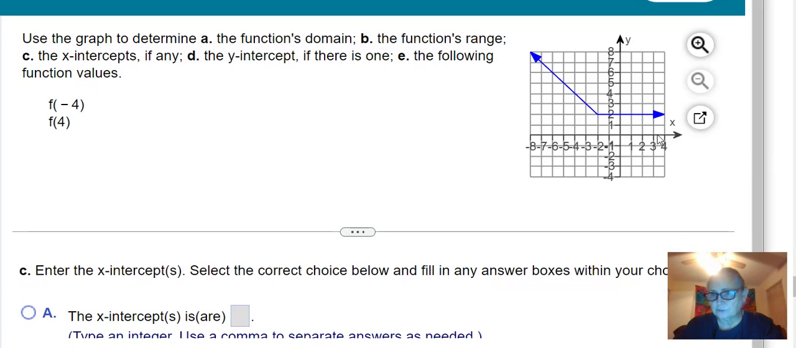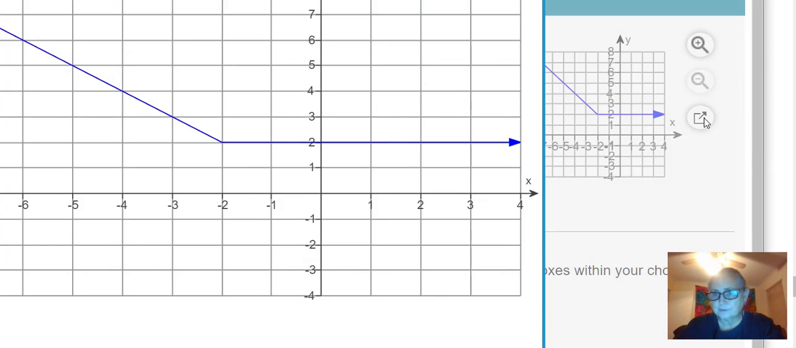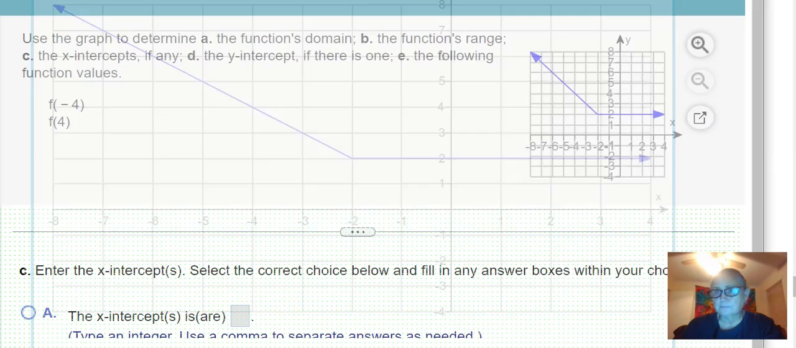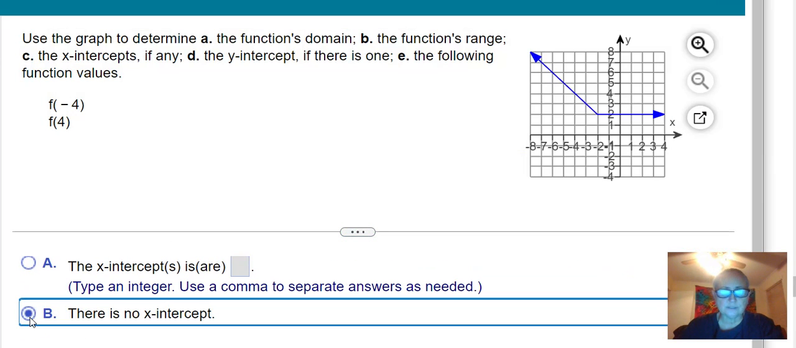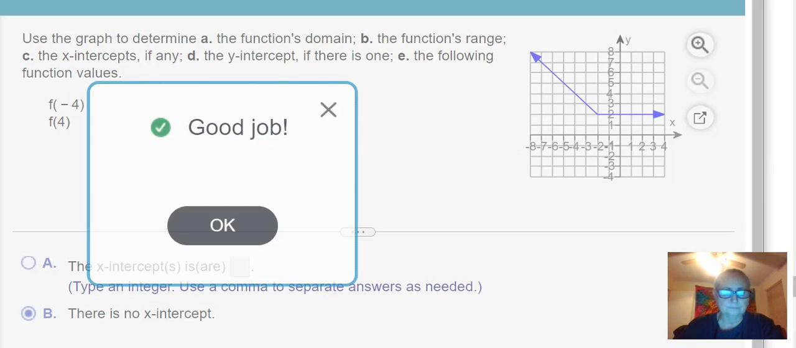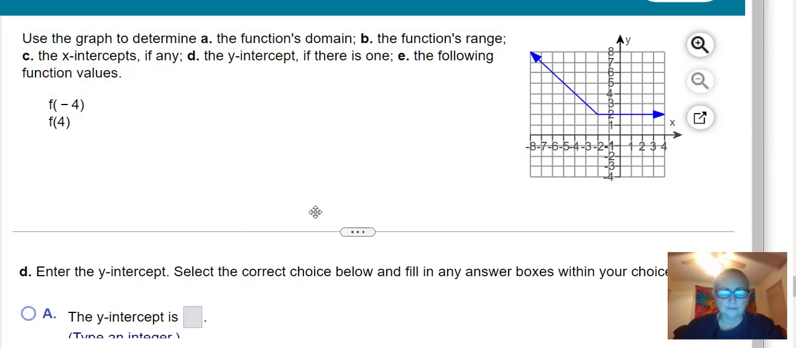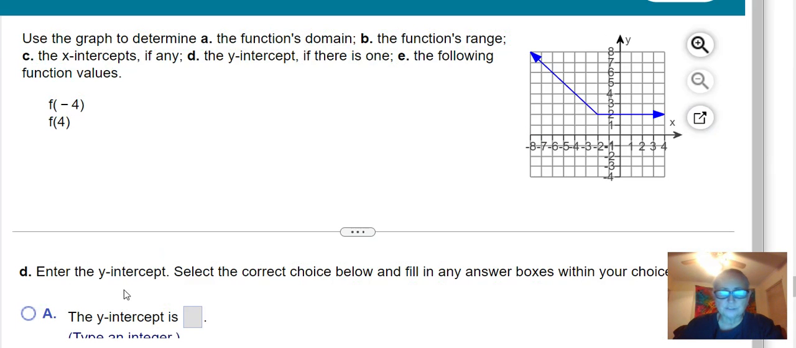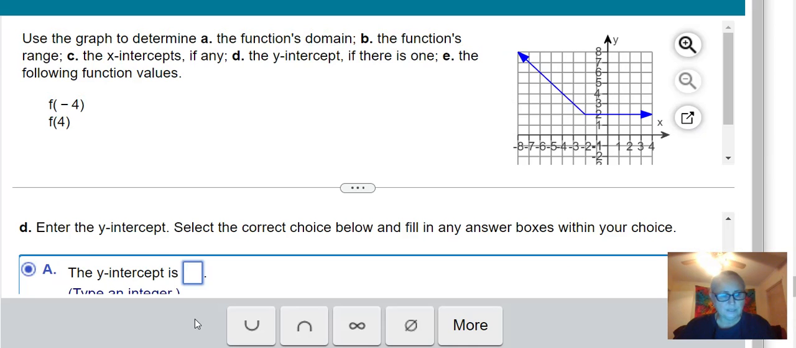X-intercepts. All right, look at this graph. Here's my x-axis down here. If this end keeps going up, which we have to assume it does, and this end stays flat and goes to the right, it never crosses the x-axis. So we have to say there's no x-intercept. But it does cross the y-axis right here at 2. So our y-intercept is 2.